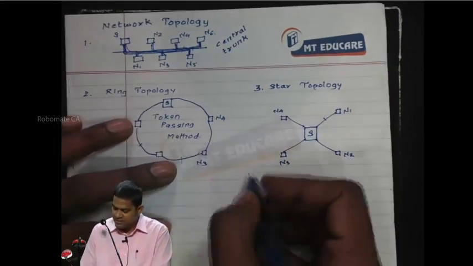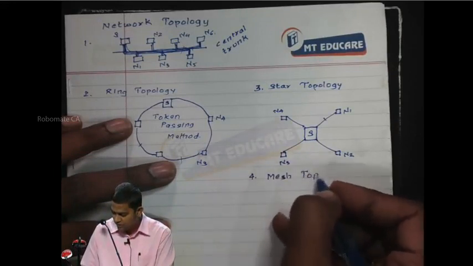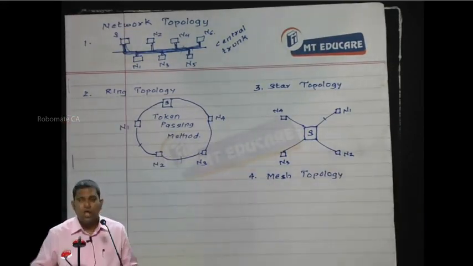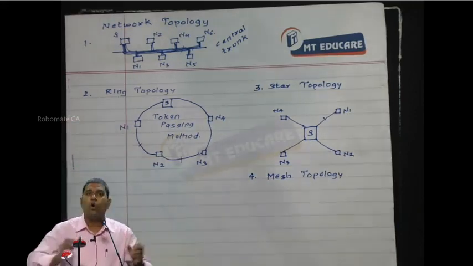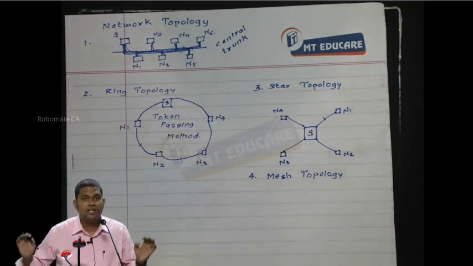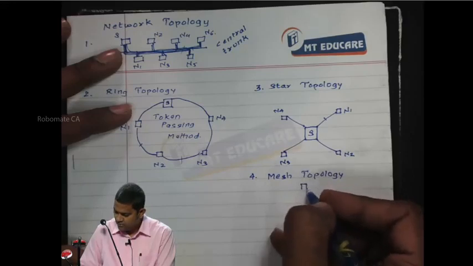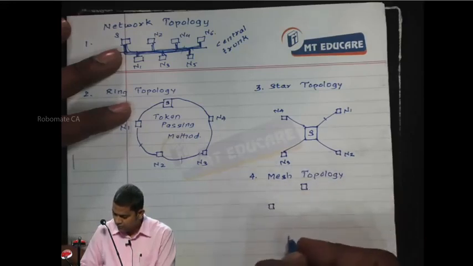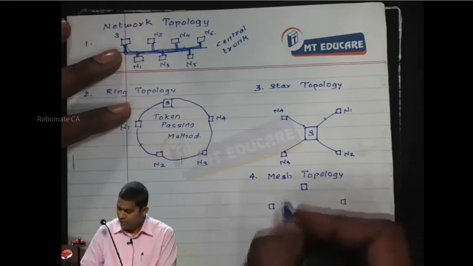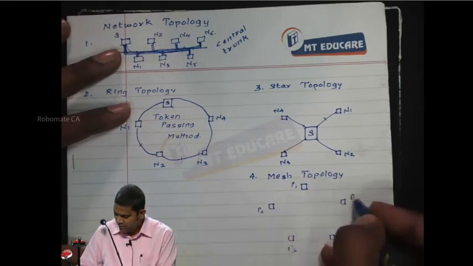So we have the next type of network, and that is called mesh topology. Now, mesh topology means all the computers will be connected to all other computers. What exactly does it mean? We have one computer over here, one over here, one over here, one over here, and one over here. Let's call them P1, P2, P3, P4, and P5.